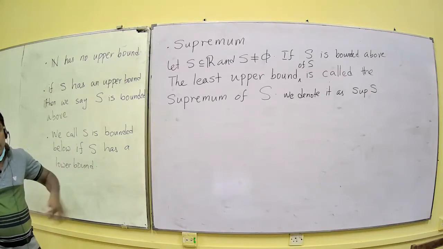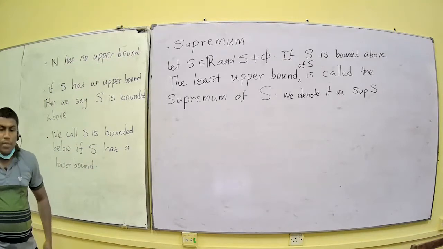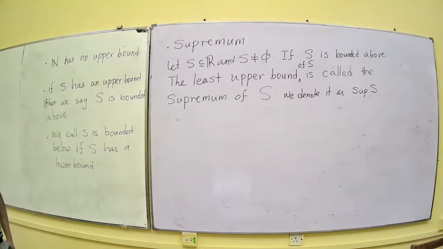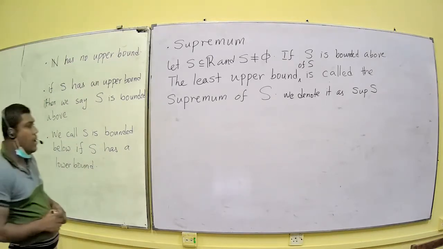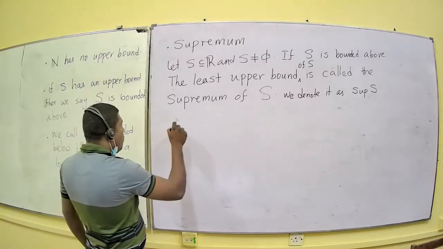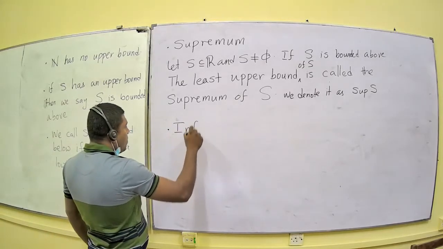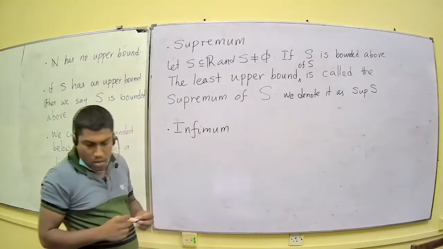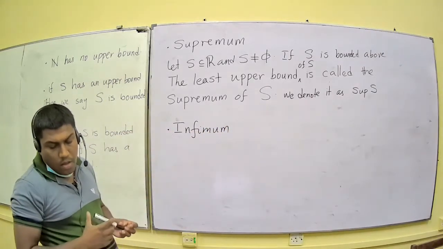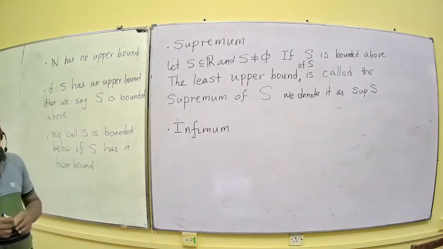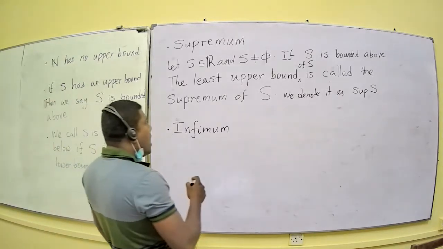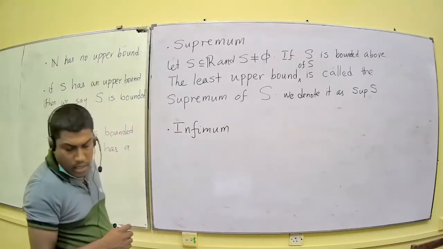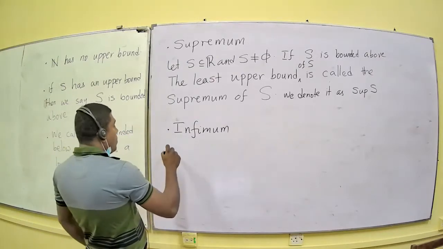So if there is a least upper bound, obviously a similar type of thing should be there for lower bounds. That is called infimum. Infimum is the largest lower bound, or greatest lower bound.